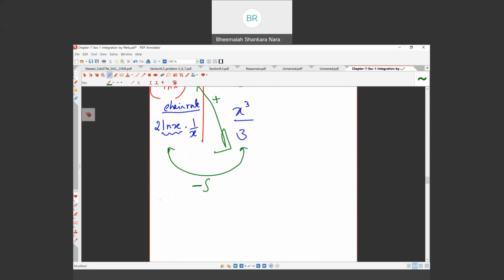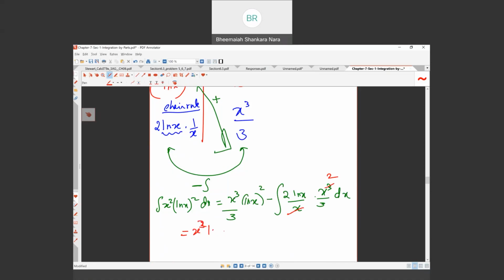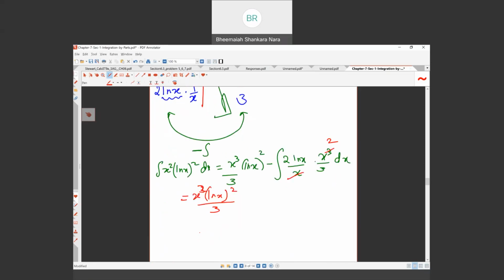So we have the integral of x squared (ln x)² dx, which equals x cubed divided by 3 times (ln x)² minus the integral of 2 ln x divided by x times x cubed divided by 3 dx. If you observe carefully, you can cancel these exponents and make this x squared. So we have x cubed over 3 times (ln x)². Though the term looks messy, there's nothing to simplify, so leave it as such.